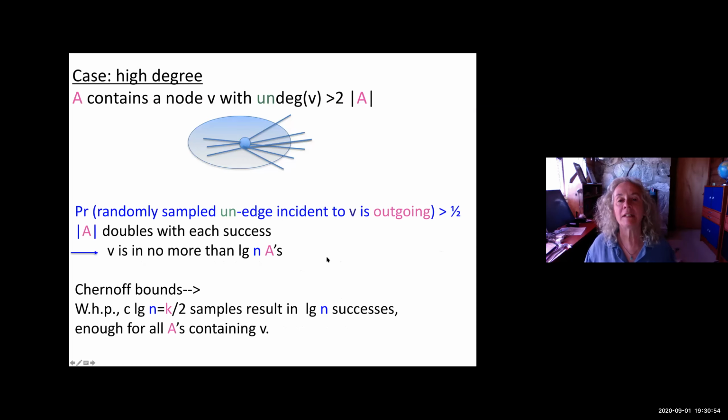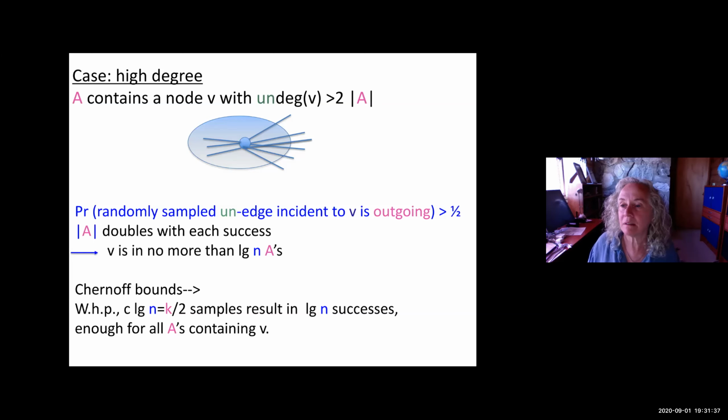Okay, so the high degree case is relatively straightforward, and I pretty much said what it is. If half of the edges are outgoing edges, then when you randomly sample those edges, and remember k is c log n for a large enough c, if you do k over 2 samples, you're going to have a high probability of success of finding an edge that goes out. And in fact, you'll have a high probability of having log n successes. In other words, for every time a node plays this role in some A, and it's only going to be in at most log n A's, it's going to have high probability of success.